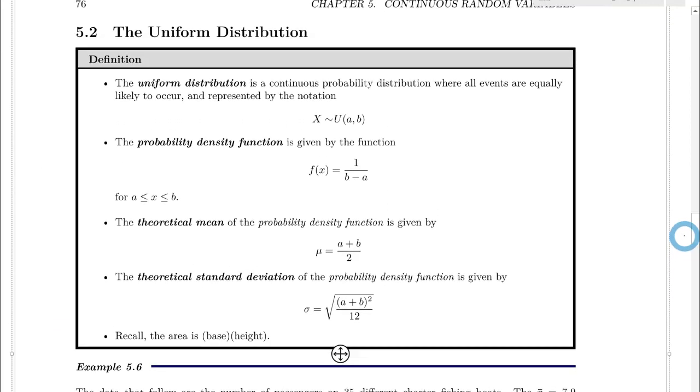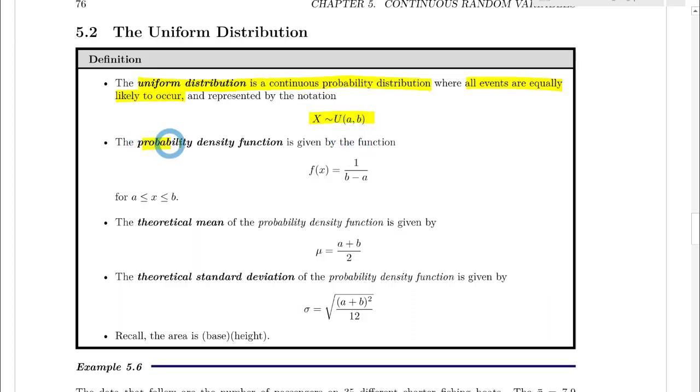Okay, so what does this mean, right? How is this different than what we've been doing? Well, we really aren't, because the uniform distribution is just kind of a subset of the continuous. It's a continuous probability distribution, but in this case, all events are equally likely to occur. And there's a little notation that we use for it where x is the random variable and a and b are those boundaries on the rectangle.